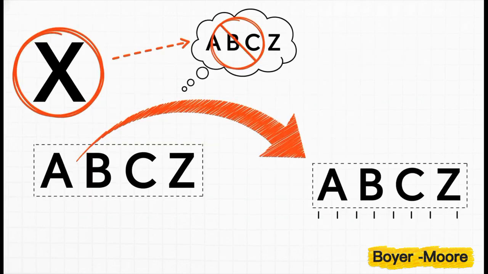And here comes the magic of the bad character rule. The algorithm sees that bad character from the text, the X. It glances at its search pattern, A, B, C, Z. Is X in there? Not at all. That means there is a 0% chance of a match in this position. So instead of shifting by just one, it makes a huge, confident jump, shifting the entire pattern 4 spaces forward.